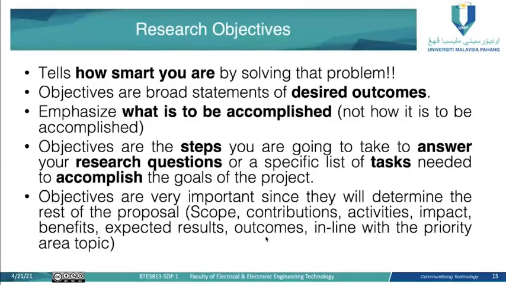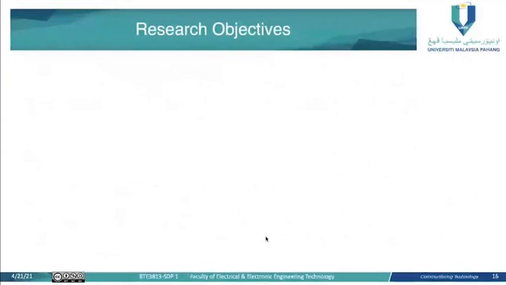As we mentioned before, your objective should be SMART. So what do we mean by SMART here? SMART means it should be specific. Specific means you need to specify exactly what you are going to do. What are the objectives or the goals that you need to accomplish in your research?